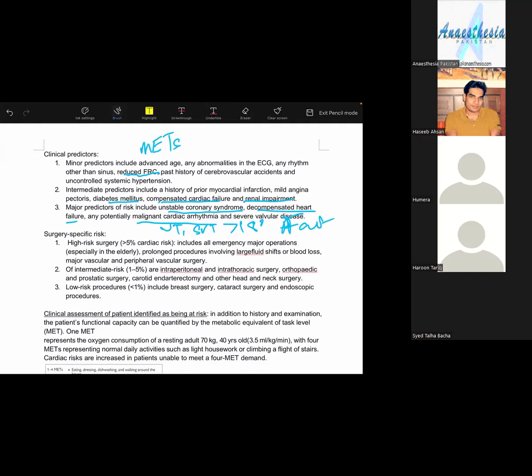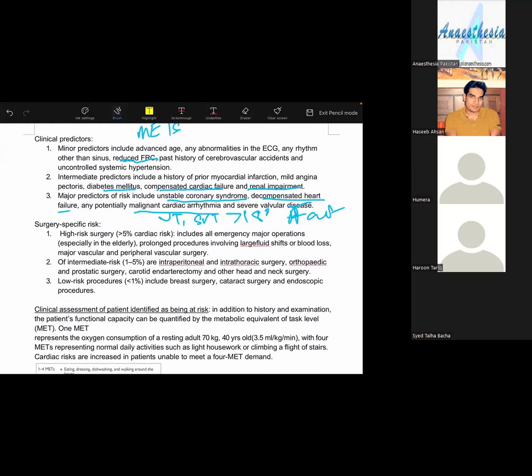In some books and some guidelines, minor predictors are not written. Intermediate predictors they write as clinical risk factors. And all these are actually the Lee revised cardiac risk index. They all include these 5 things.